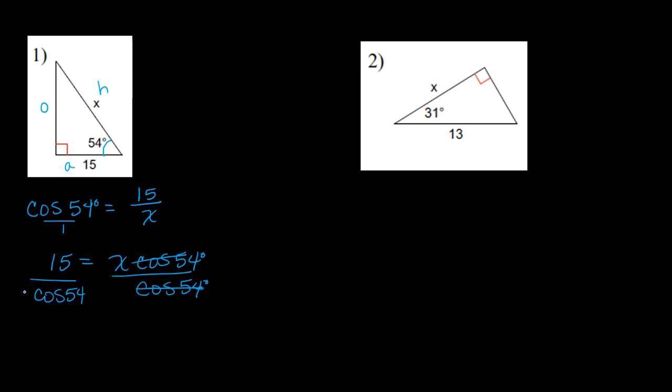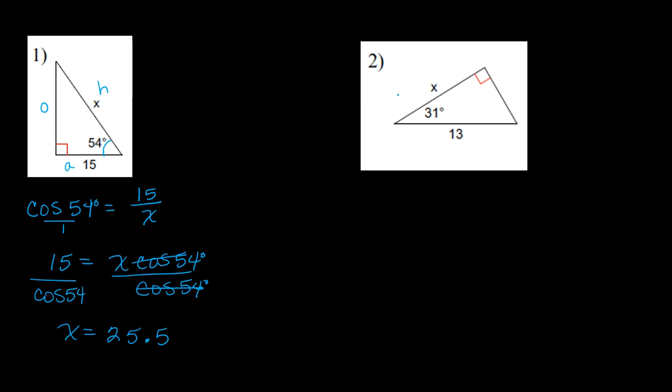So I'm going to use n over d. And we're going to have 15, and then in the denominator, cosine of 54. And I get about 25.5. So x, the length of the hypotenuse, is about 25.5, and we'll just round to the tenth.